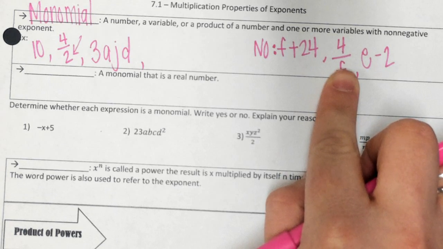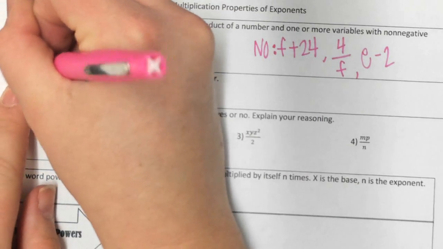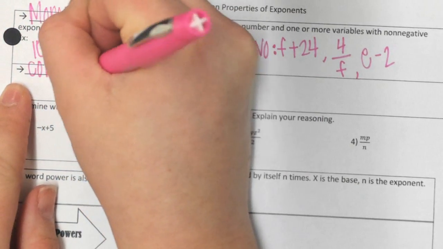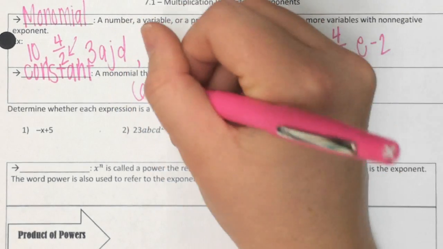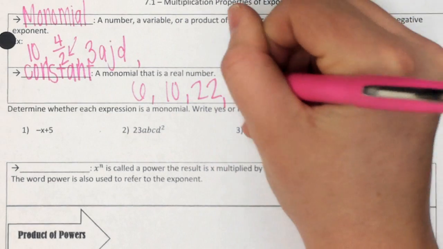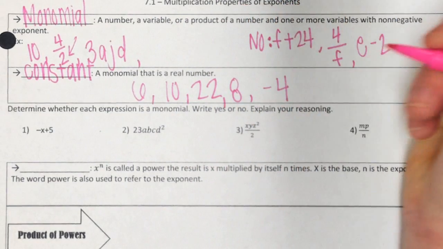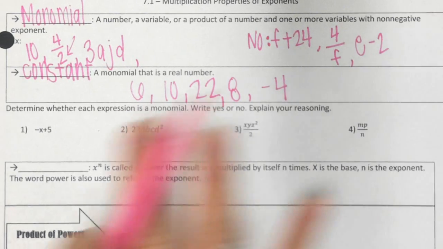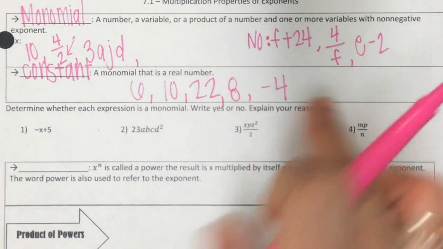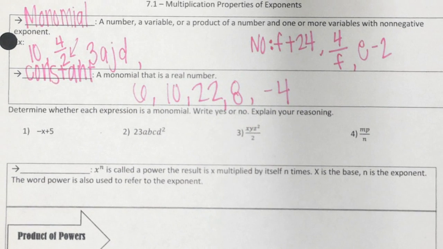Okay? So the next vocab word is constant. A constant is a monomial that is just a real number. So shout out some real numbers. 6, 10, 22, 8. What about negative 4? You can be negative $4. That's a real thing. You can be in the hole $100. Negative 100 is a real number. So whenever you have just a number, that's called a constant.